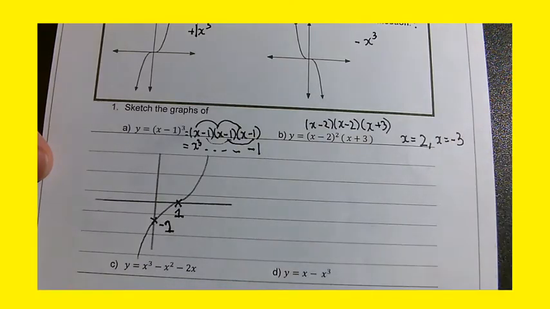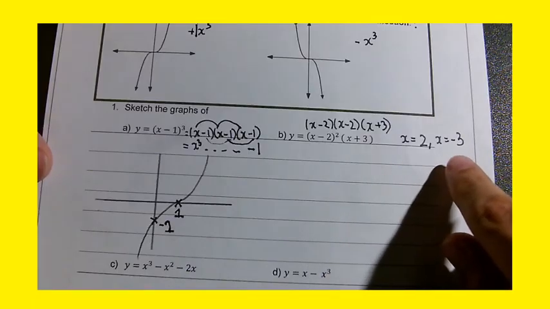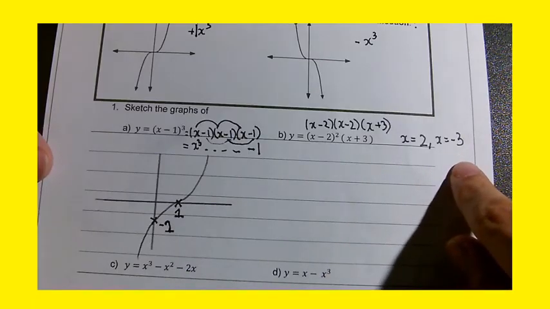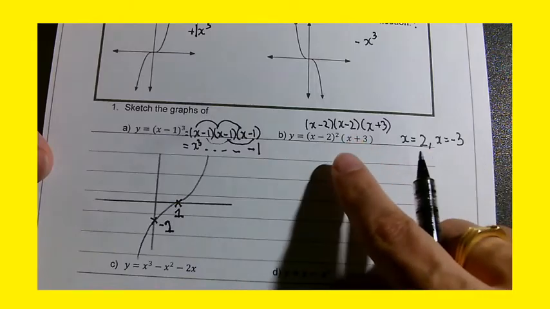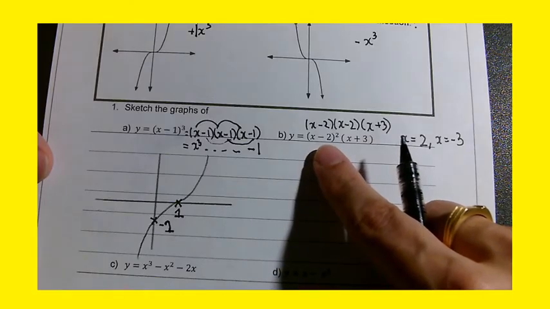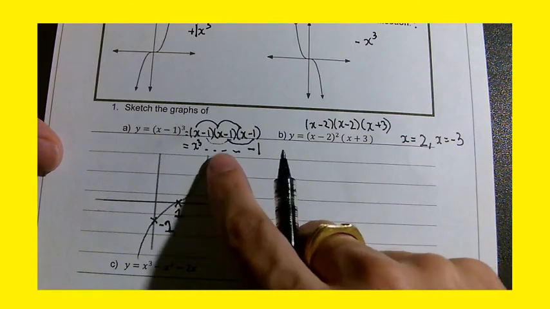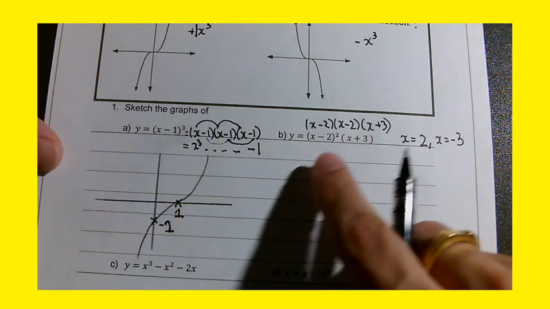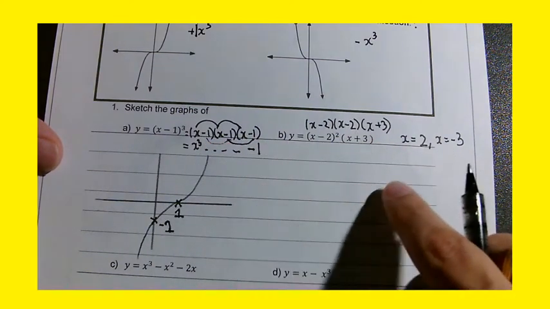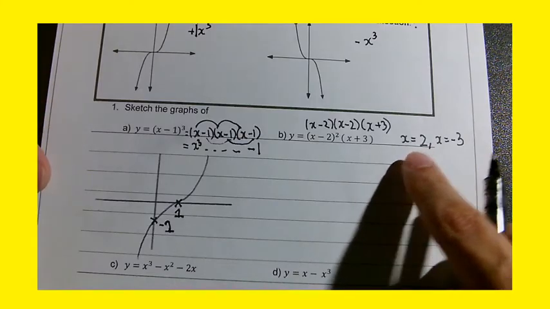Now the issue here is that it will intersect at minus 3, but we've got a repeated root here, x minus 2 squared. A repeated root is where you have x minus 2 times x minus 2. Okay, it's repeated. Like here, you've got a repeated root, but it's repeated 3 times. We've got a repeated root here, so we're going to have a point of inflection.